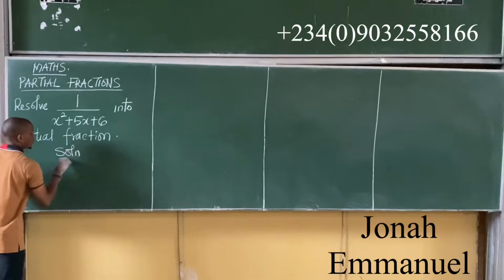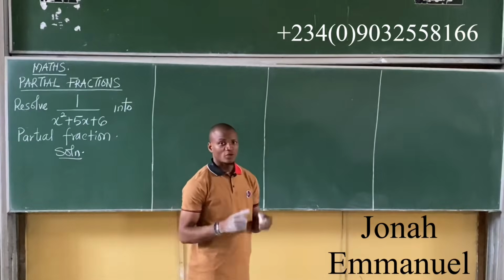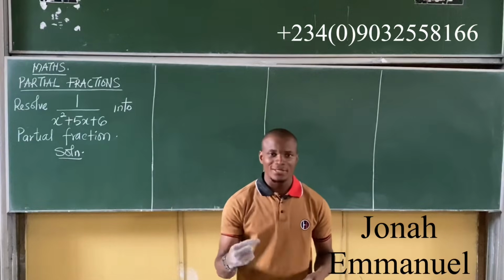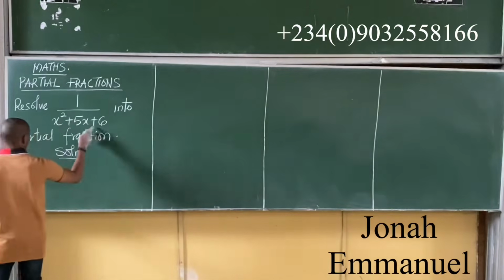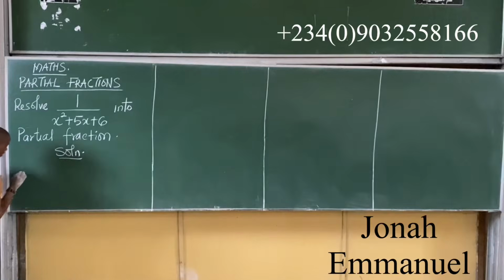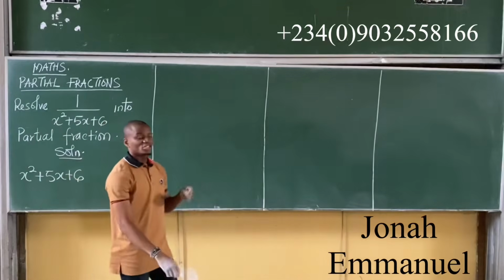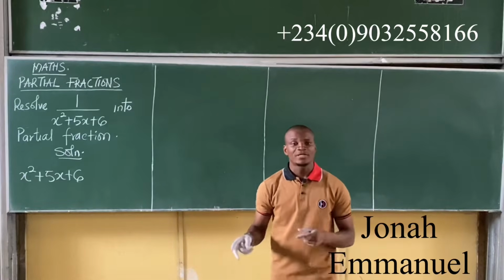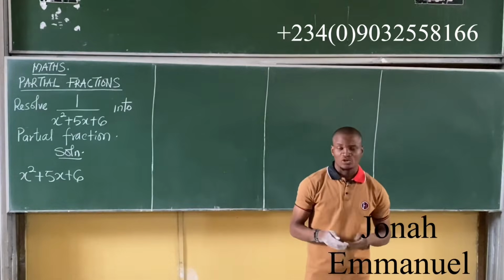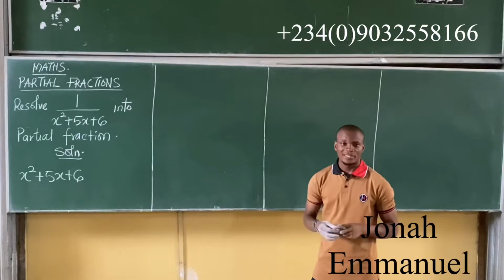Now, whenever it comes to solving problems on partial fraction, your first task is to consider the denominator. In this case, the denominator is x squared plus 5x plus 6. Now observe that the denominator is quadratic in nature. It being quadratic means it will have 2 roots. So my first task is to find the 2 roots of this quadratic denominator.